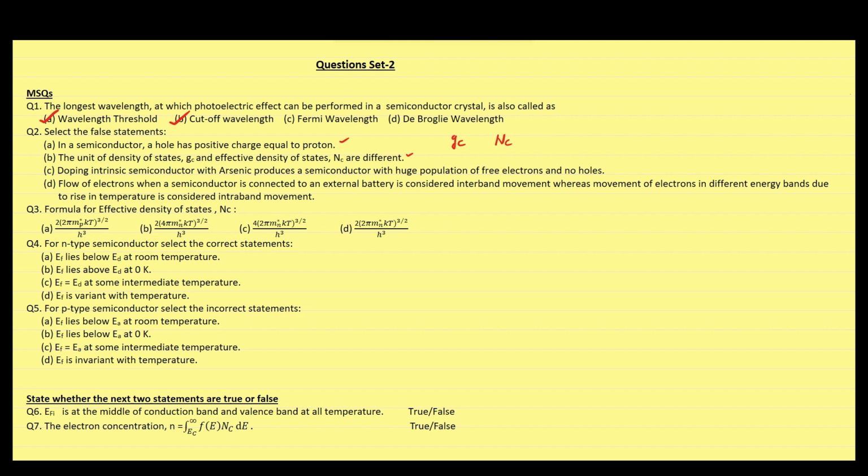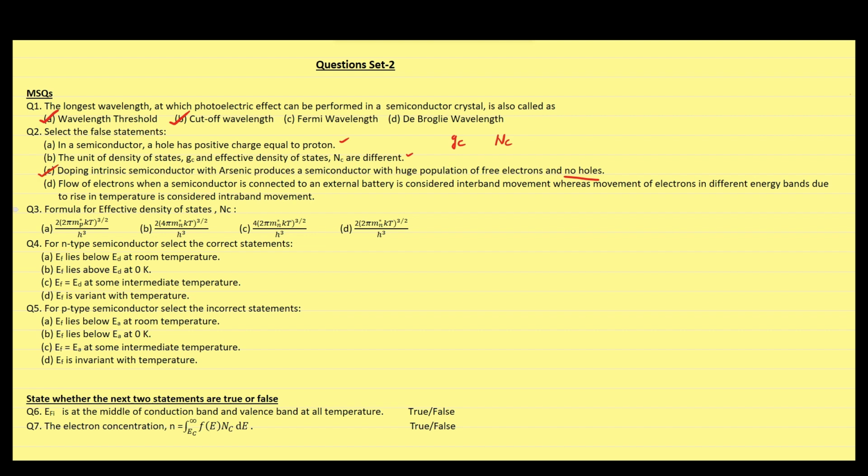Third option, doping intrinsic semiconductor with arsenic produces a semiconductor with huge population of free electrons and no holes. Because of the last two words only, this statement is false. It is true that a huge population of free electrons will exist, but there will be few holes as well. So, this statement will be false.